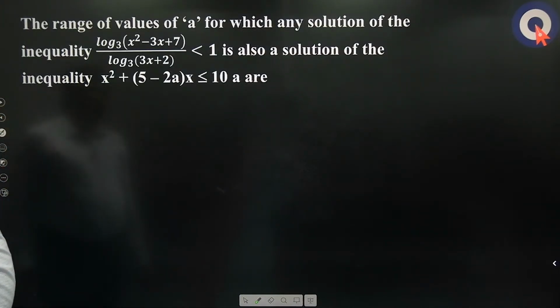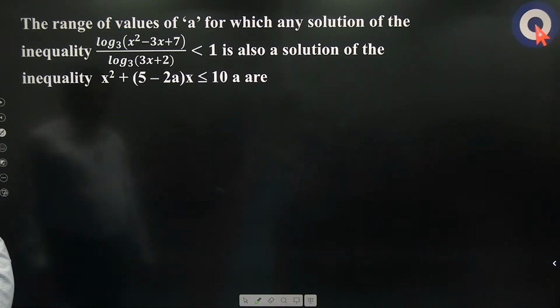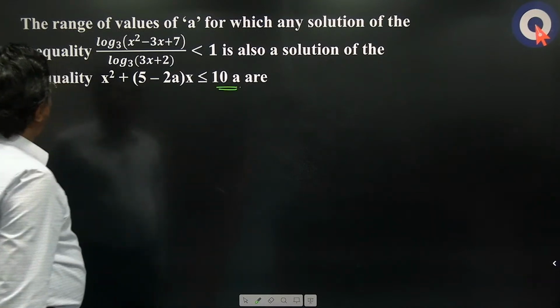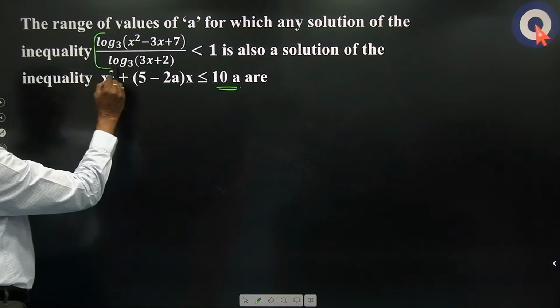The range of values of a for which any solution of the inequality log of x square minus 3x plus 7 to the base 3 by log of 3x plus 2 to the base 3 less than 1 is also a solution of the inequality x square plus (5 minus 2a) into x is less than or equal to 10a. So this is 10a. All right. So we'll first talk about this particular inequality.